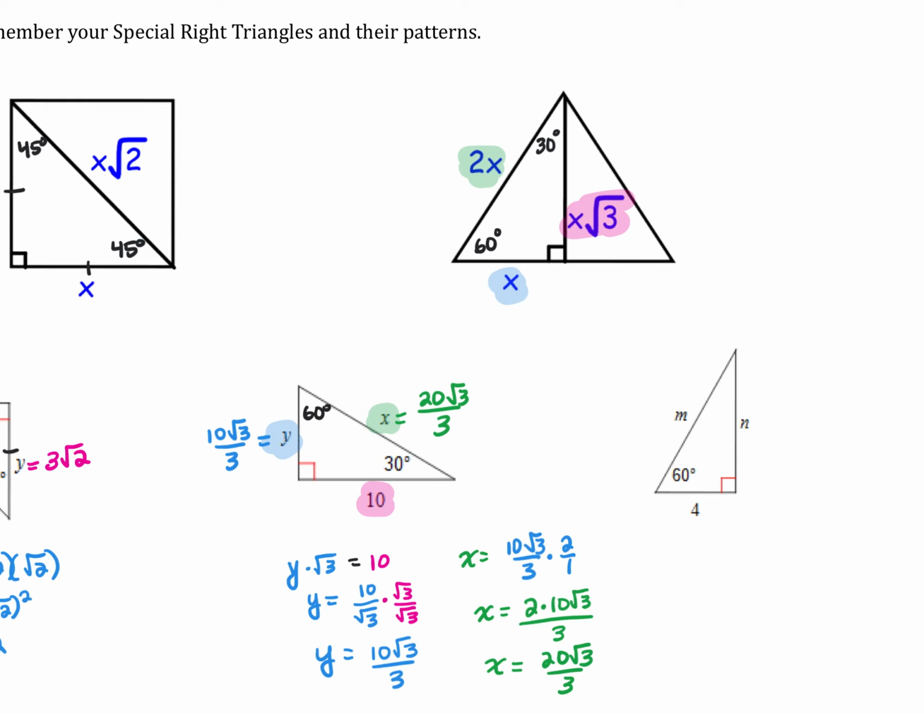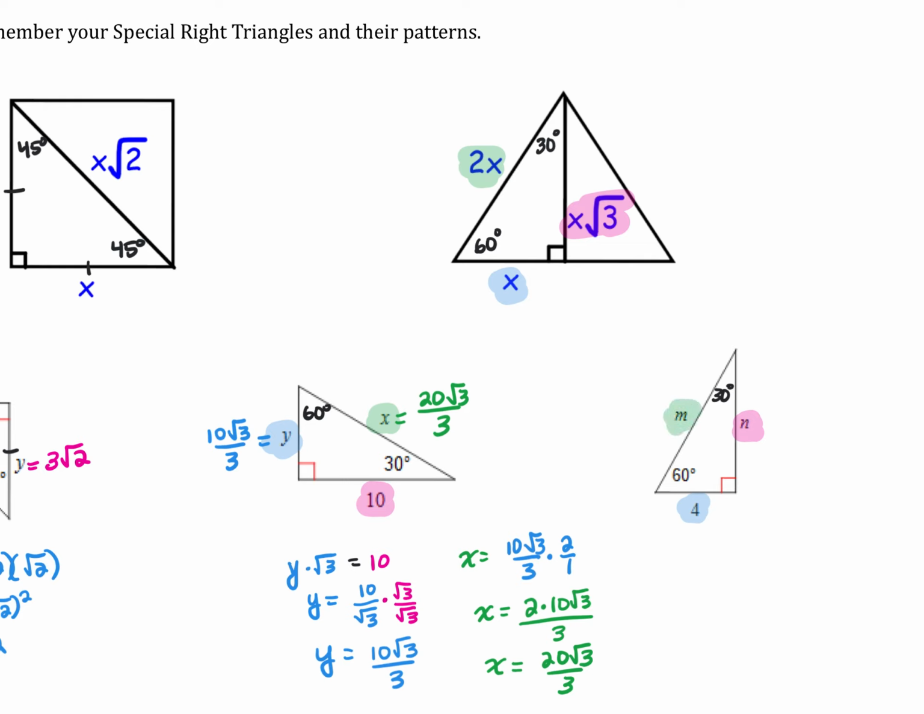This is another 30, 60, 90 triangle, so let me label the 30-degree angle here. And once again, I'm going to highlight them so they match up with my kind of cheat triangle. So across from 30 degrees is my shorter side. That's going to be 4. Across from 60 degrees is n. That matches up with the x radical 3 in my cheat picture. And then the hypotenuse is my green side.